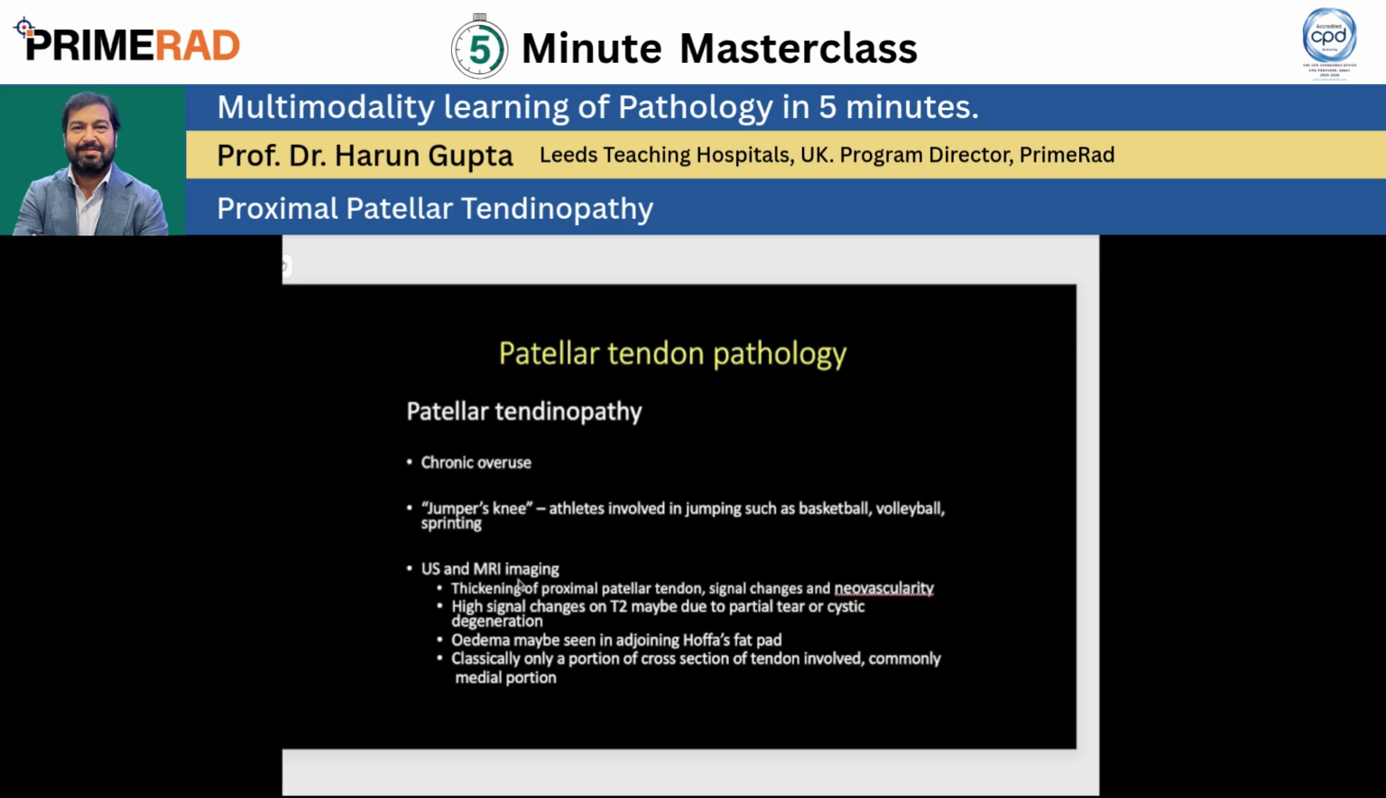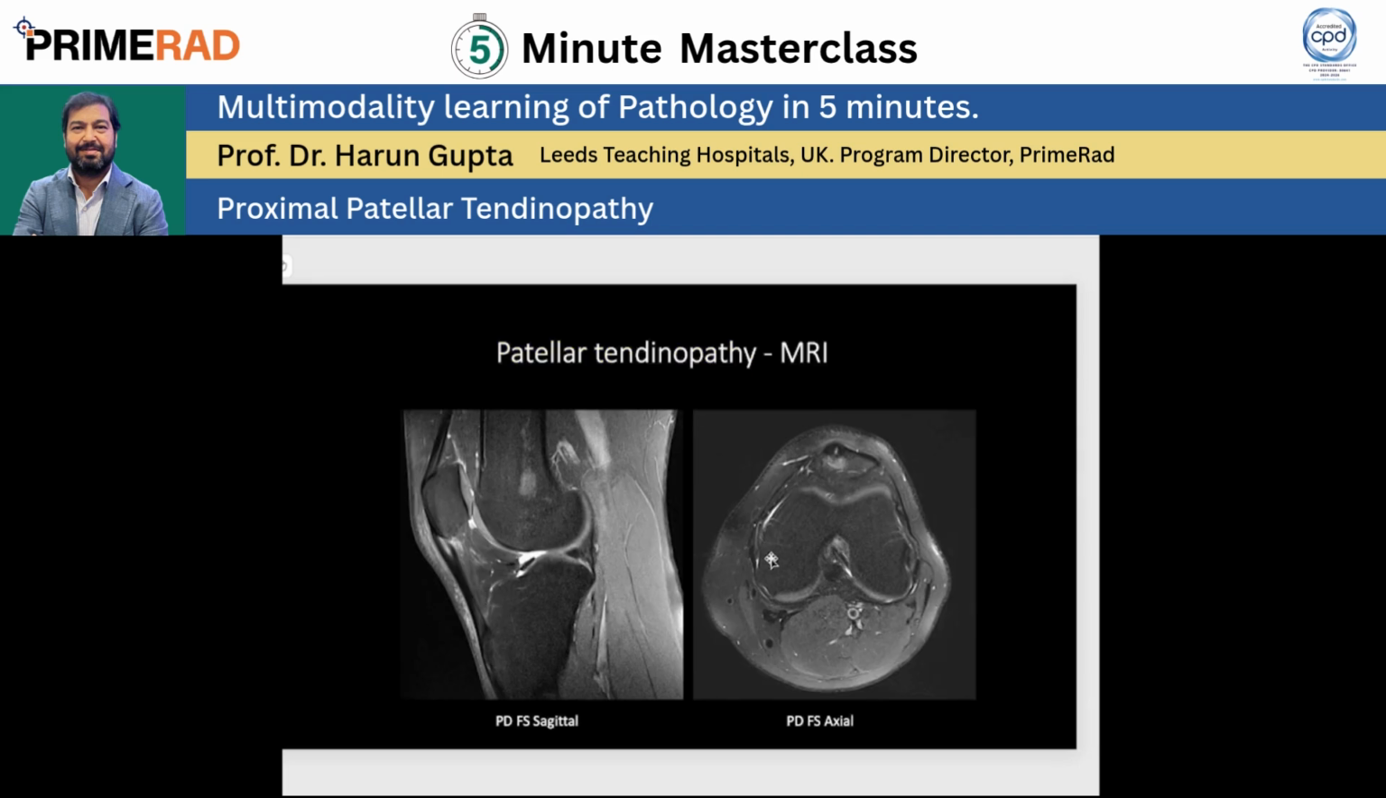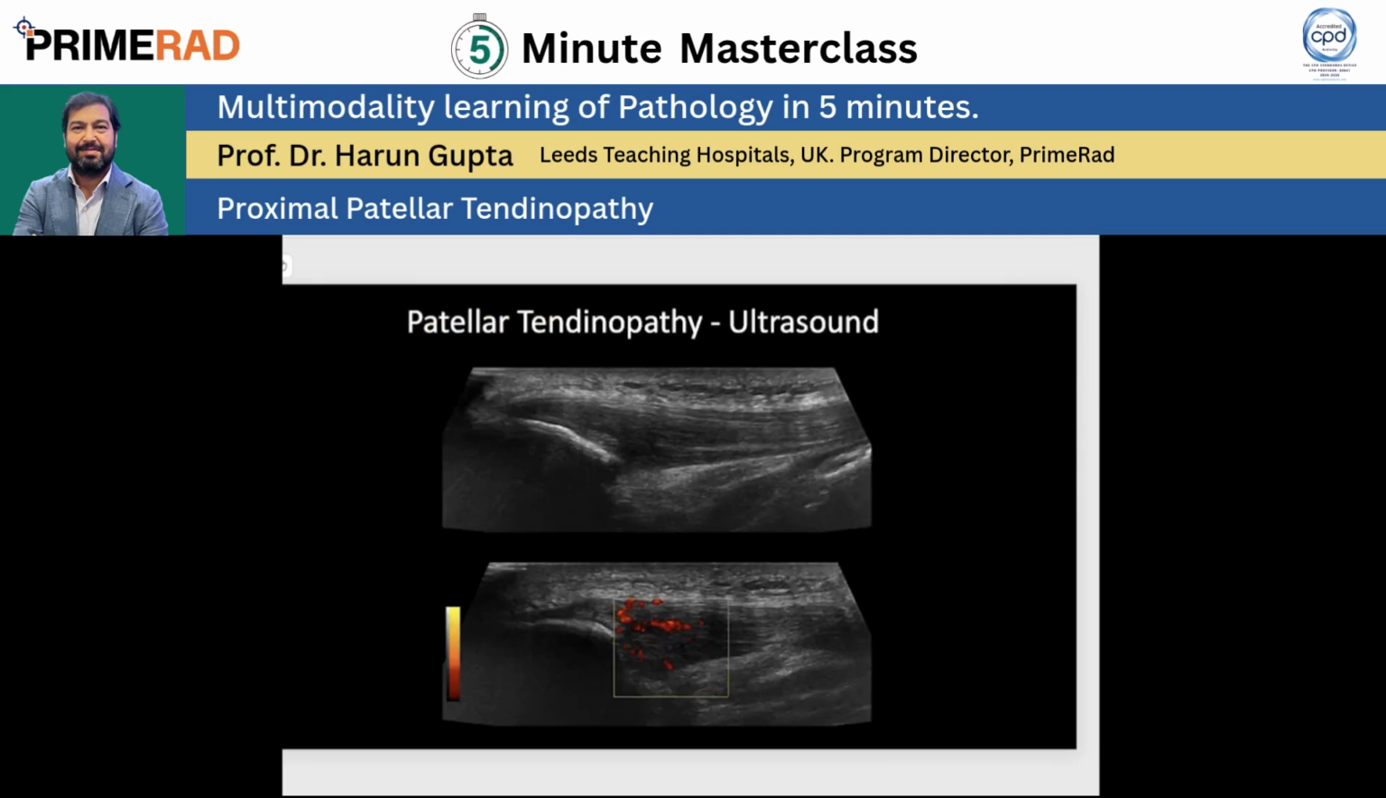So we already saw the MRI and ultrasound appearances. On the MRI, we saw that there is presence of high signal change in the proximal middle deep fibers of the patellar tendon, and there may be presence of partial tears. We also noted that there was edema in the adjoining Hoffa's fat pad. On ultrasound, we noted that there is thickening in the tendon, there is loss of normal fibrillar pattern, and there is neovascularity. So we have already seen the appearances on the MRI and on the ultrasound examination. This is the neovascularity.